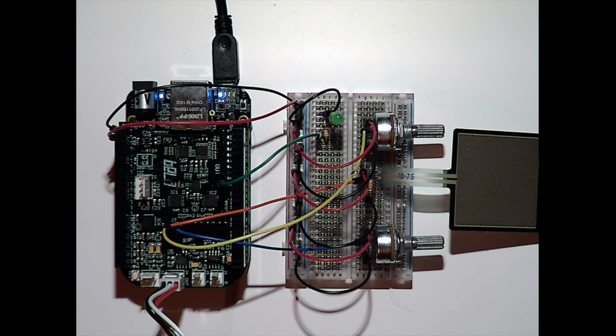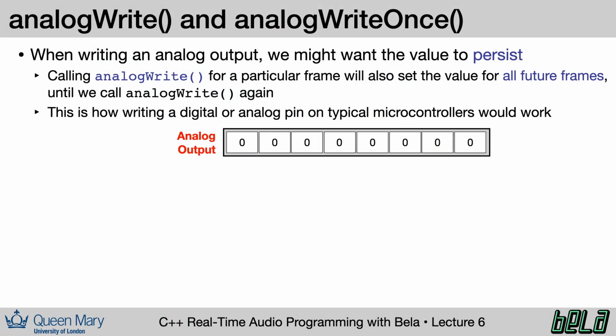Let's talk more about the code behind this. We have a function called analog write, and its behavior is that it will write a value to an analog output at a particular frame, and then that value will persist for all subsequent frames in that call to render and in all future calls to render. In other words, we can call analog write just once, and the value will stay there until we tell it to do something differently. This is typically how an analog or digital write statement would work on other platforms.